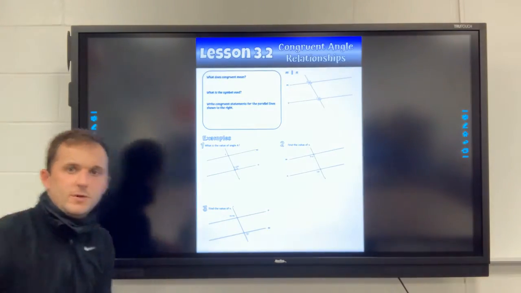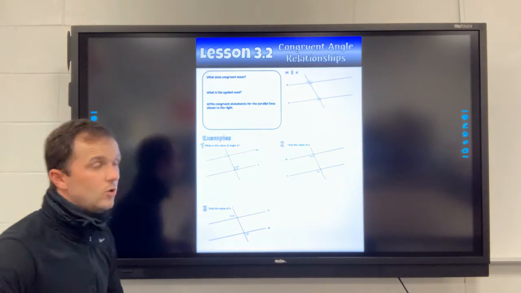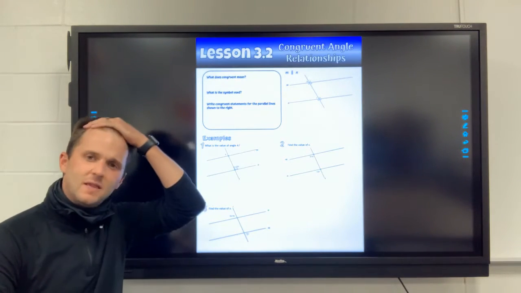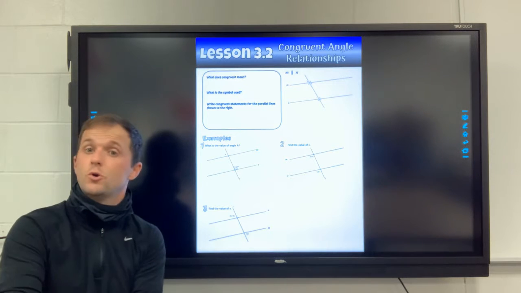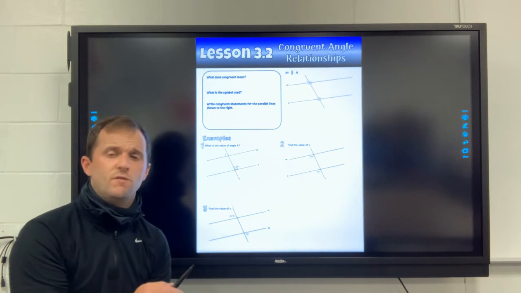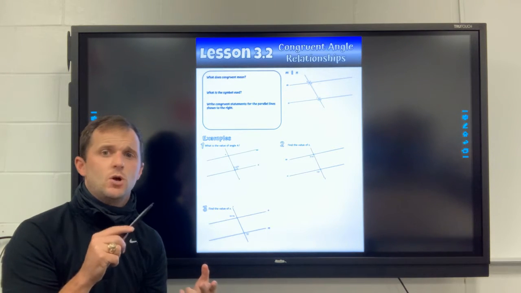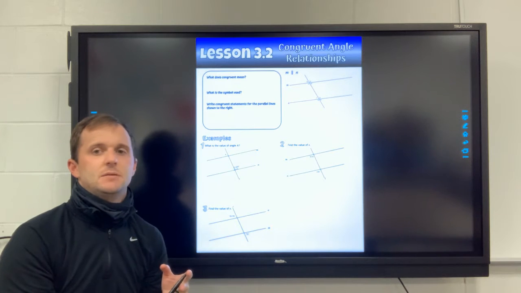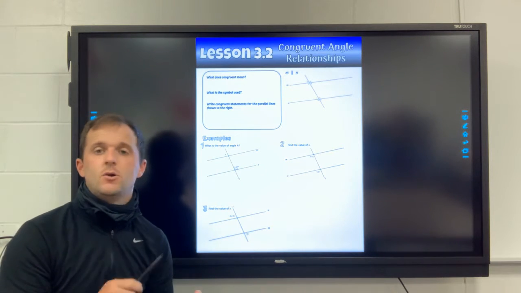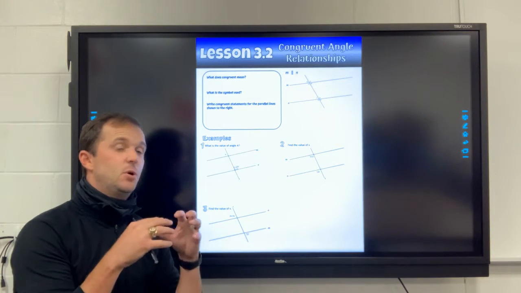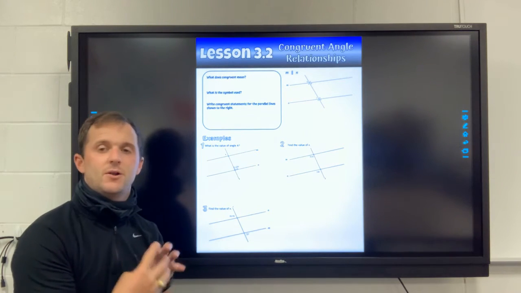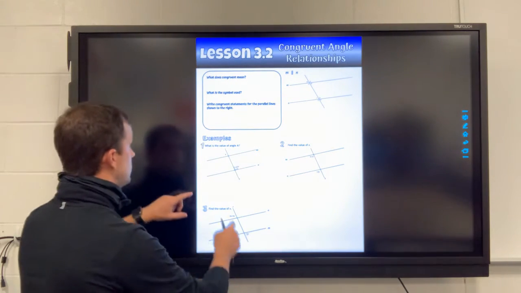We're looking at 3.2, which is going to be congruent angle relationships. In the last lesson, we learned specifically which ones were going to be congruent to each other. Those were vertical angles, alternate exterior, and alternate interior angles. Those are all going to be congruent to each other. So now we're going to put that into play and work problems that are going to help us figure that out, okay? So here we go.